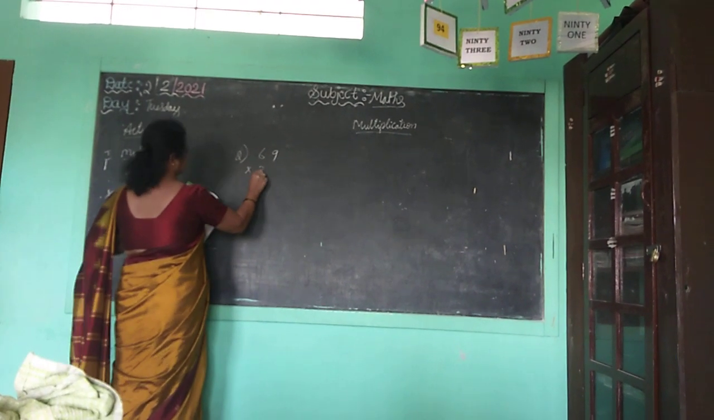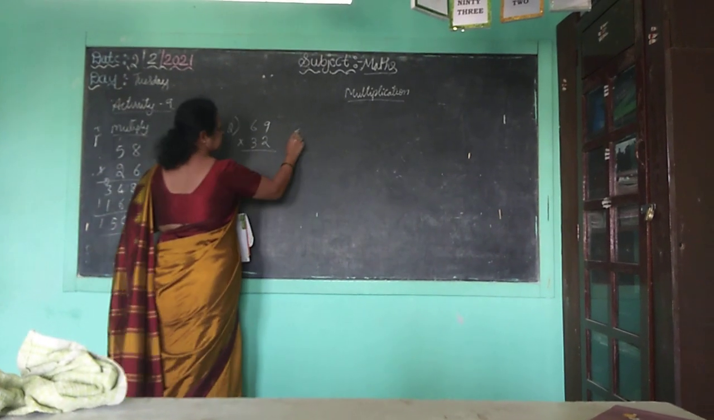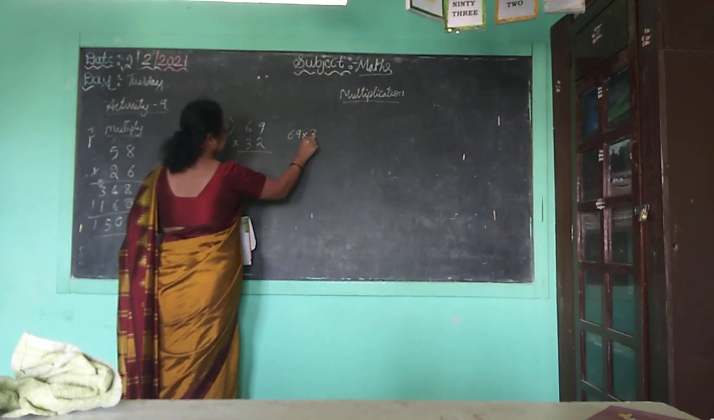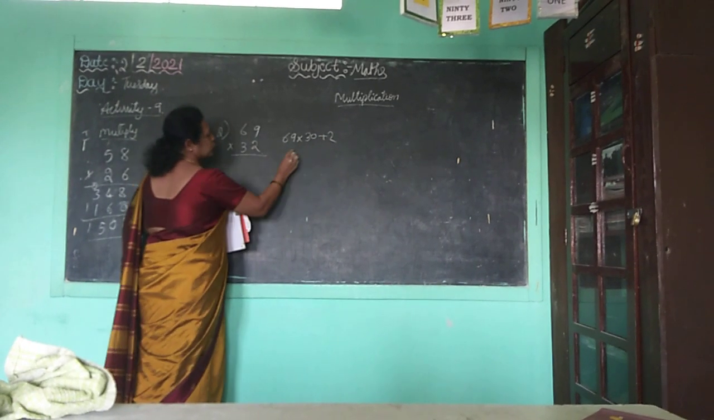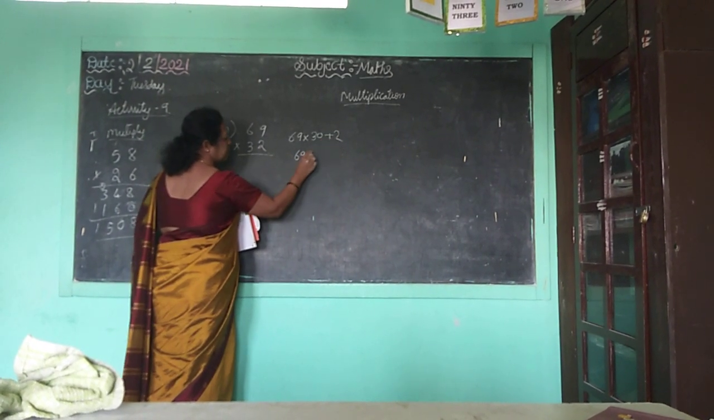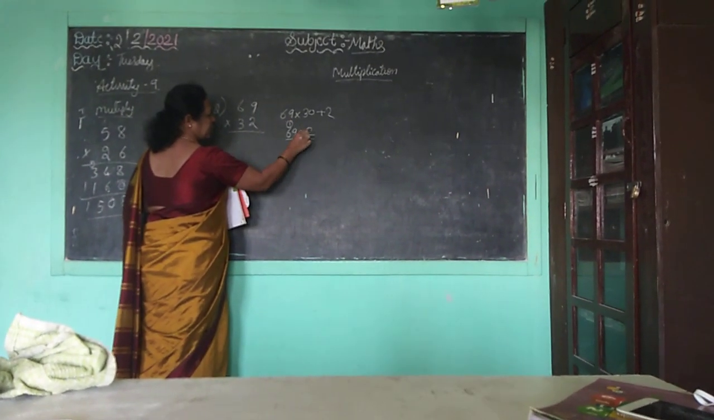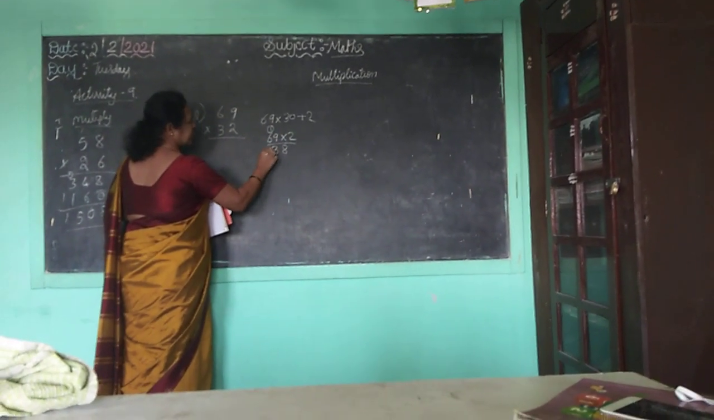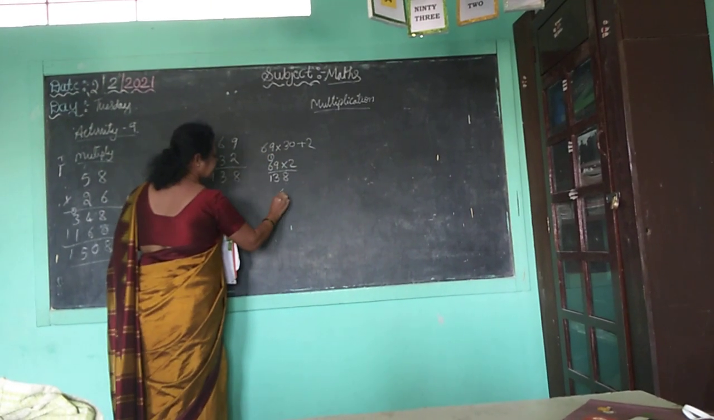69 multiplied by 32. Expand the number 32 as 30 plus 2. First, 69 multiplied by 2. 2 9s are 18, 1 carry. 2 6s are 12, plus 1 is 13. So write 138. Now 69 multiplied by 30.